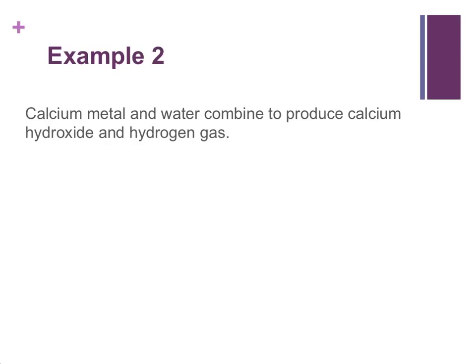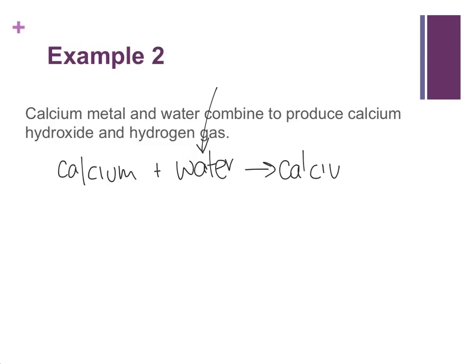We're going to do calcium metal and water combined to produce calcium hydroxide and hydrogen gas. So starting with our word equation, calcium metal we can write as just calcium, and water. If you want to write dihydrogen monoxide here, you can. And that's going to make calcium hydroxide and hydrogen gas.